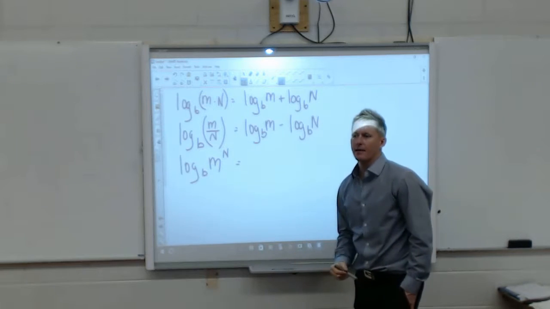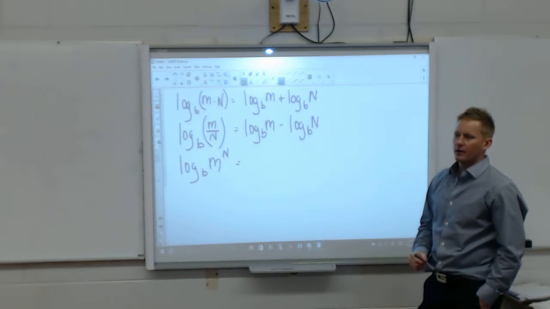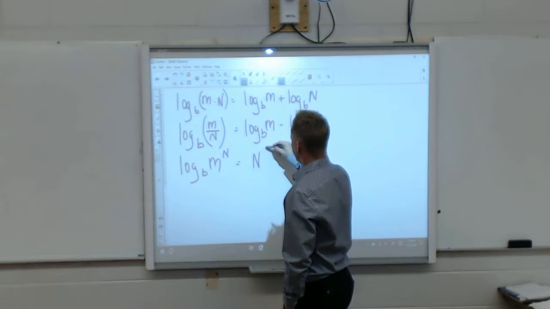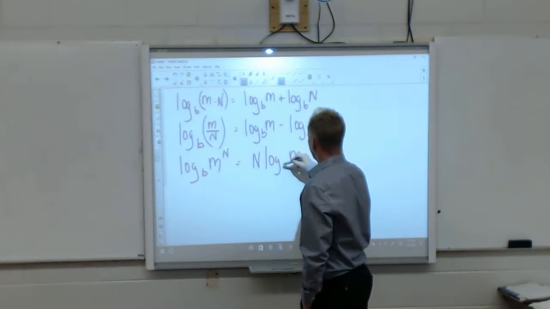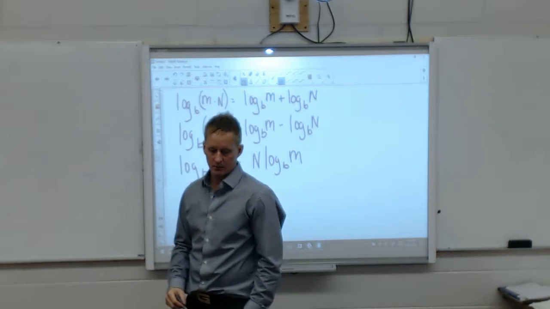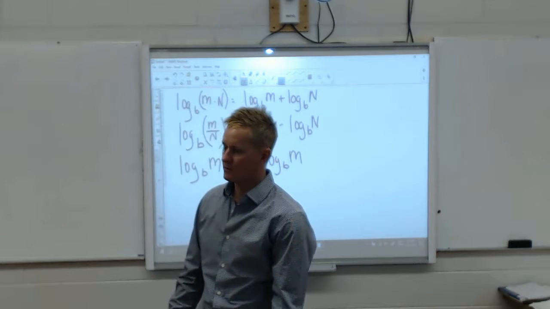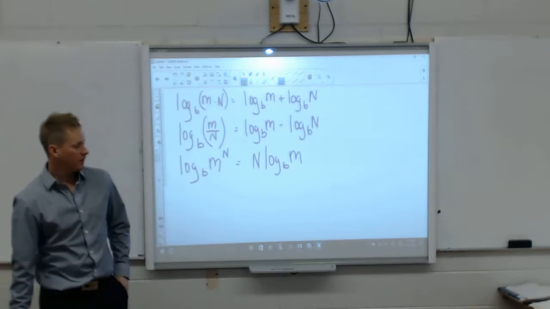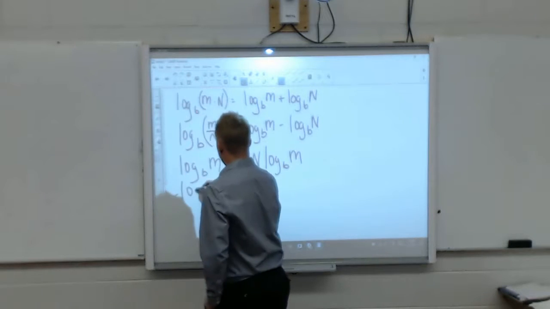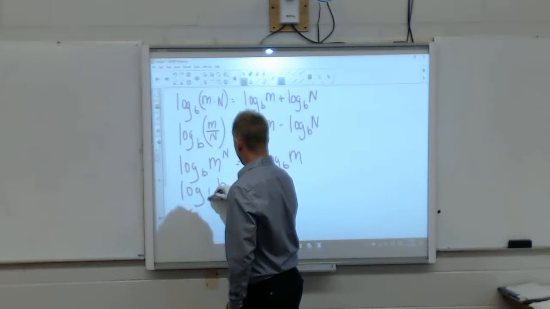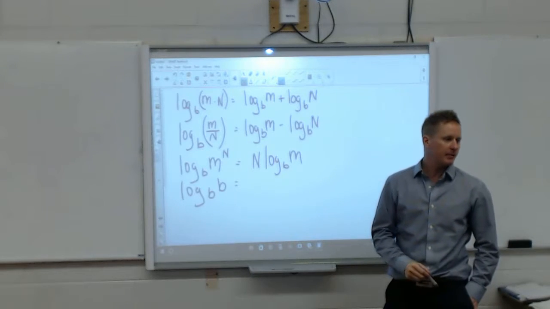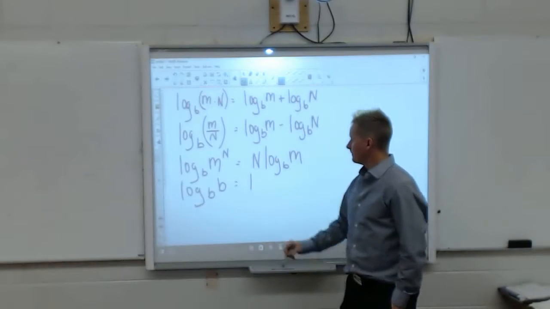This one's a little bit different, but still fairly easy. When you have a power, and I mentioned this to you last week, when you have an exponent within the logarithm, this goes to the front of it. So it becomes n log m to the base b. It moves it to the front. Other rules that we need to know. What was this one? I said it earlier today. Log of b to the base b equals 1.